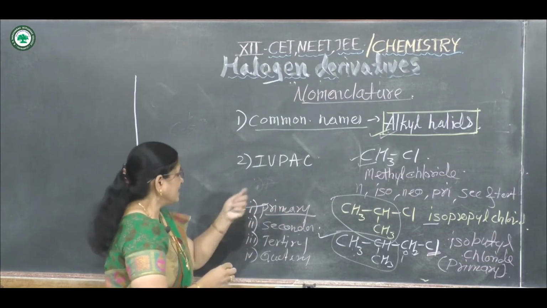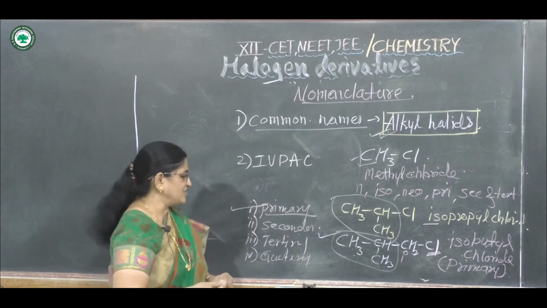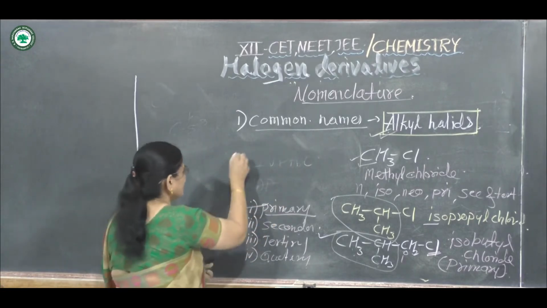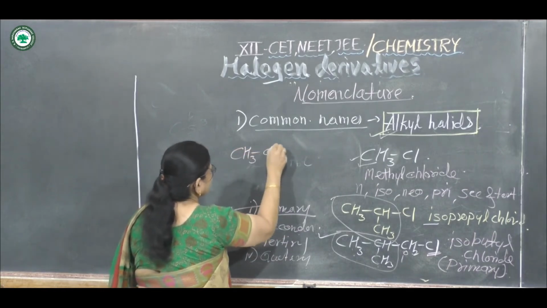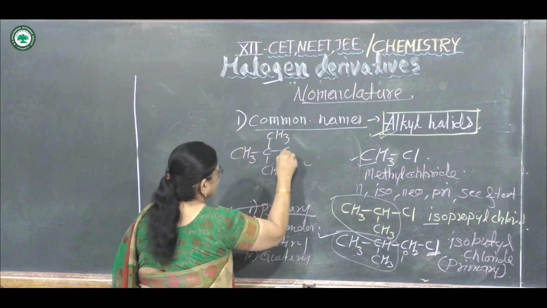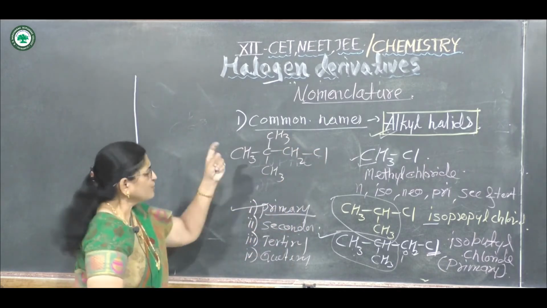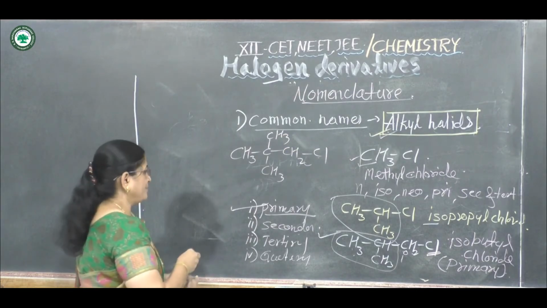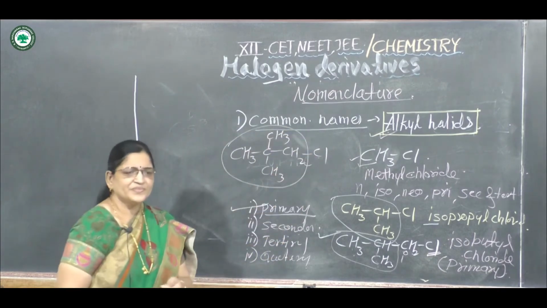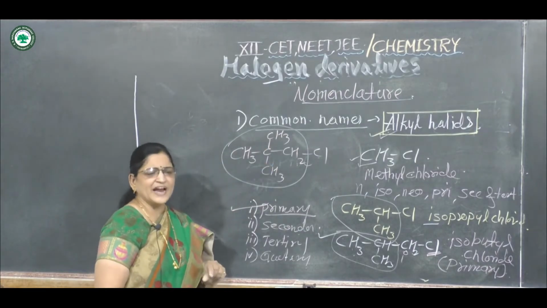In this way, MCQs are asked on the basis of this nomenclature. Now the next example: suppose CH3CH2CH2CH2CH2Cl. What is the common name of this compound? It contains this alkyl group. How many carbon atoms are in the alkyl group? There are 5 carbon atoms.